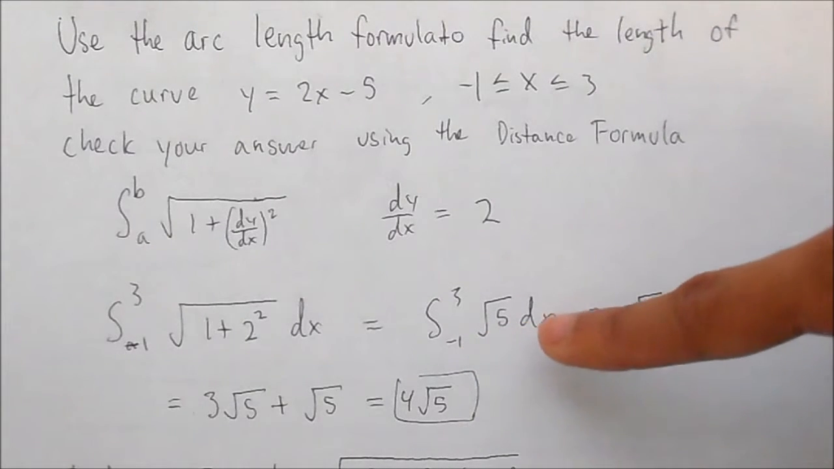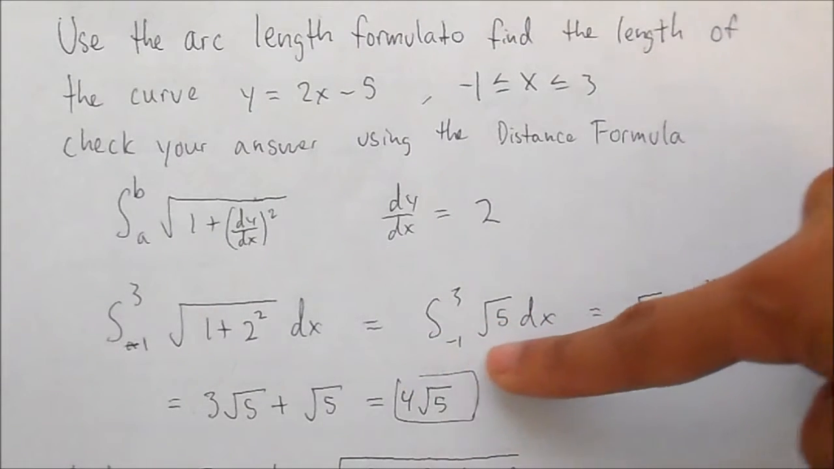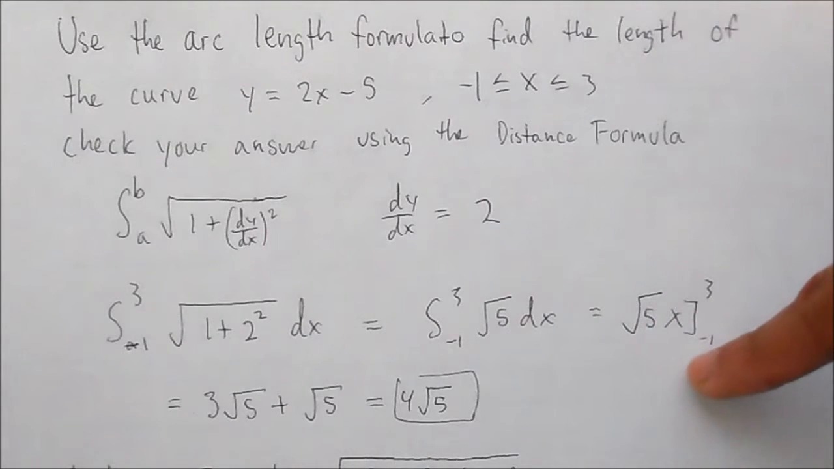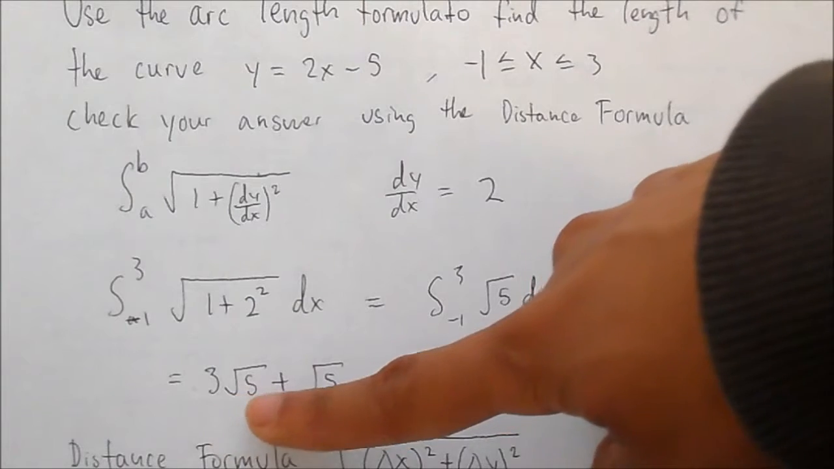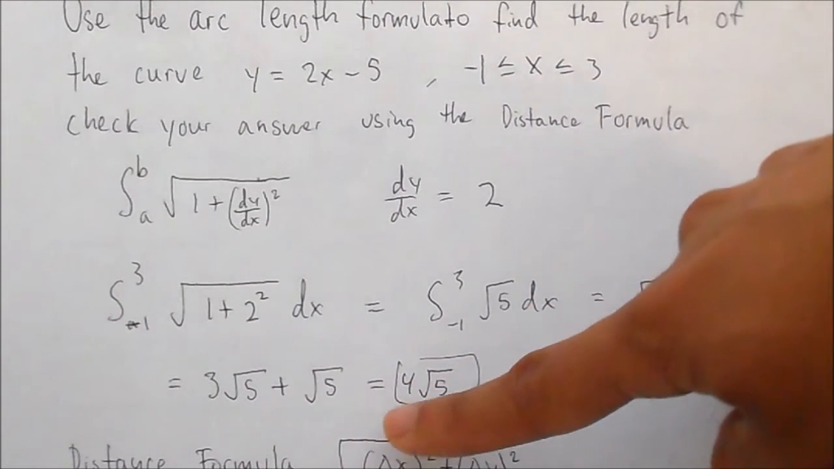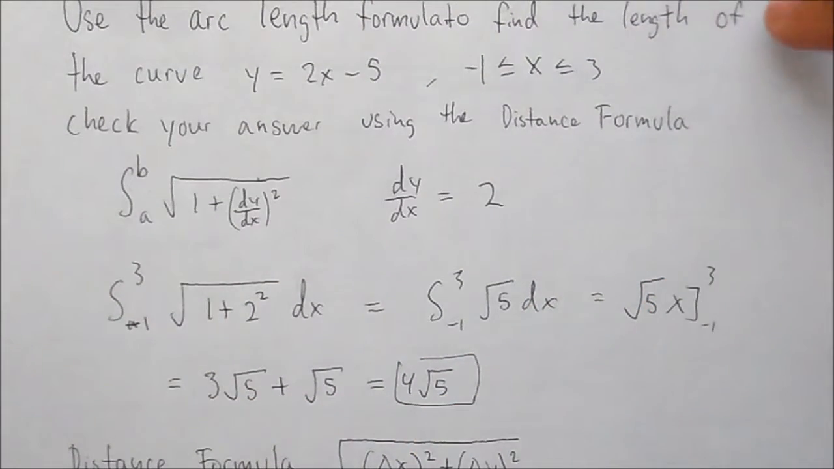Equals root 5, and then you can take the integral of this and you get this with your bounds of -1 and 3, and then plug and chug. 3 root 5 plus root 5 equals 4 root 5.